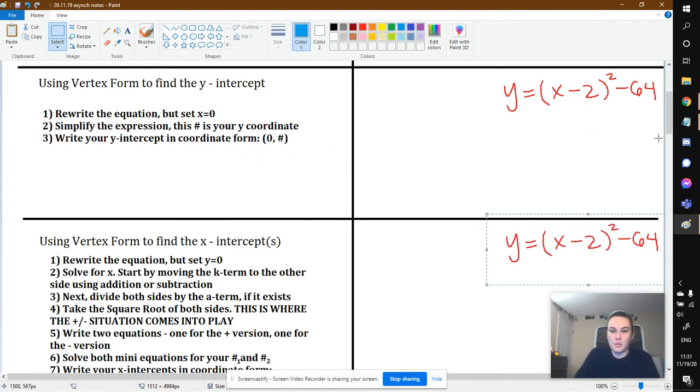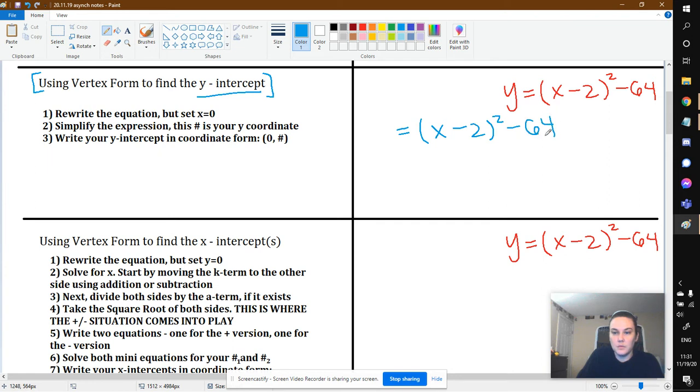All right, now let's use the vertex form to find the y-intercept. The first thing we're going to do is rewrite our equation, except every time we see a y, we're going to write a 0. Sorry, I've already messed up. We're doing the y-intercept. So it's actually when our x is equal to 0. Y-intercept is when x is equal to 0, so I'm going to rewrite the equation, but every time I see an x, I'm getting ahead of myself. Every time I see an x, we're going to write 0.